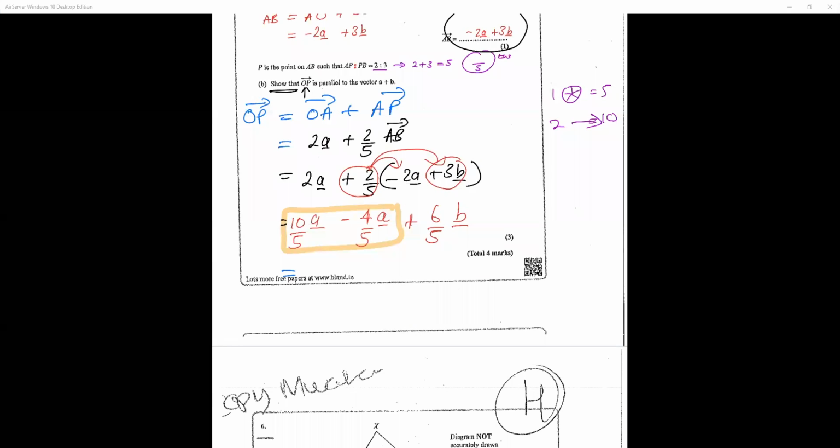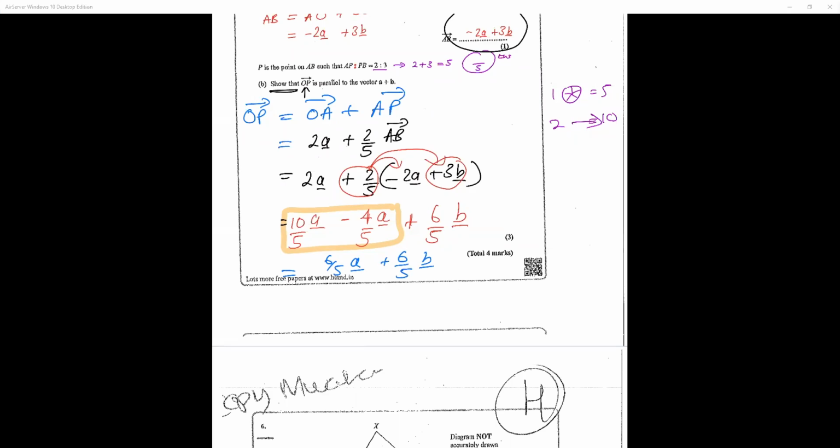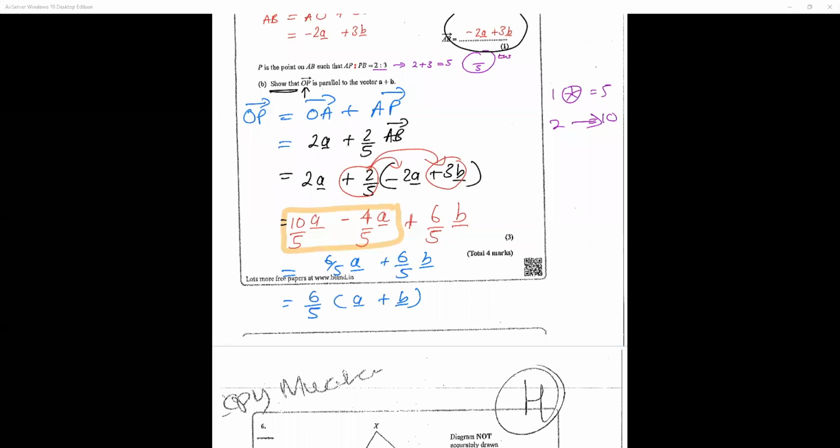Okay, so now let's look at this bit here. What's 10/5 A minus 4/5 A? That would be 6 over 5. 6/5 A plus 6/5 B. Okay, now what should we do with the 6/5 A and the 6/5 B? Factorize it. We can take all of it out and leave behind what? Just A and B. Okay, lovely. Are we happy with that? Yeah.